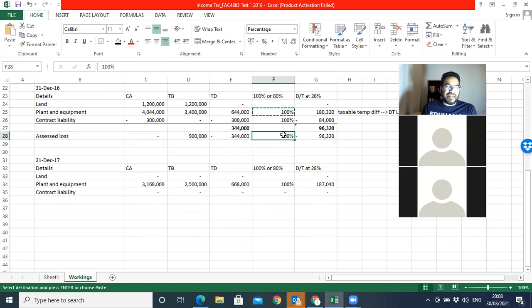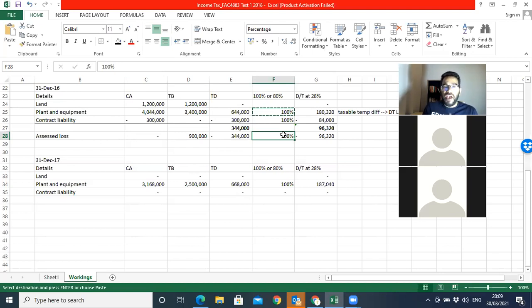Management will have to make an assessment and decide whether they believe that in future they will make enough taxable profit, enough taxable income, in order to offset that assessed loss. Why does this make sense? The benefit from the assessed loss is as follows. SARS is not going to transfer 900,000 Rand into your account.